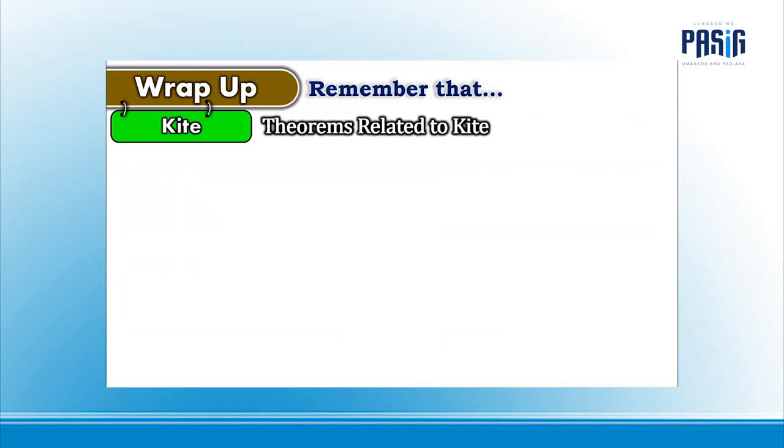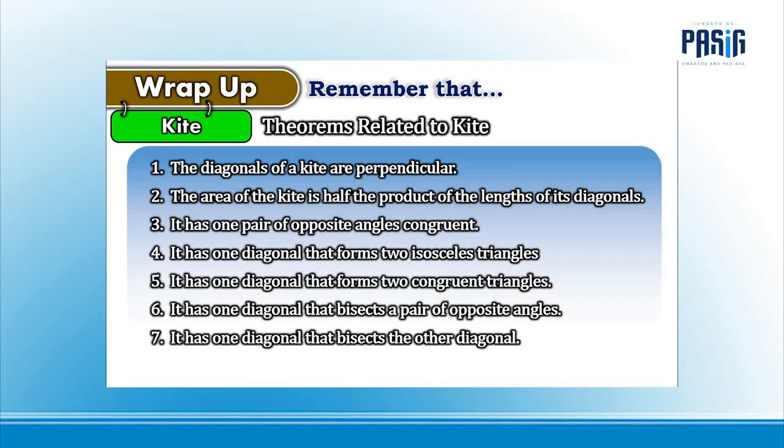In terms of kite, these are the theorems related to kite. The diagonals of a kite are perpendicular. The area of the kite is half the product of the lengths of its diagonals. It has one pair of opposite angles congruent. It has one diagonal that forms two isosceles triangles. It has one diagonal that forms two congruent triangles. It has one diagonal that bisects a pair of opposite angles. And it has one diagonal that bisects the other diagonal.